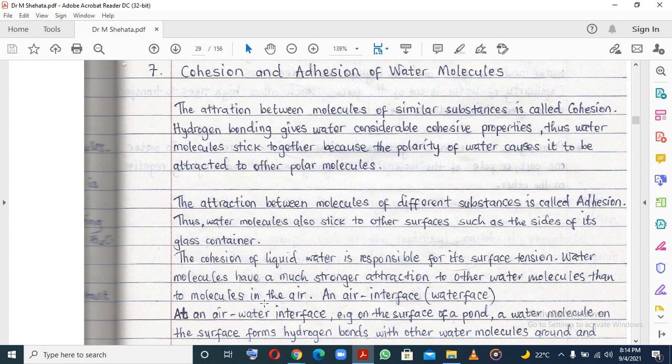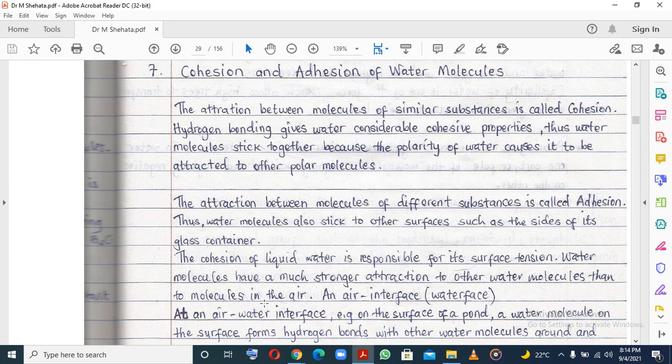So you've got water and water, they attract, so you've got cohesion there. The hydrogen bonding gives water considerable cohesive properties. So again, it comes down to the hydrogen bond. Everything that we are going to talk about, the properties of water, comes from the hydrogen bonds.